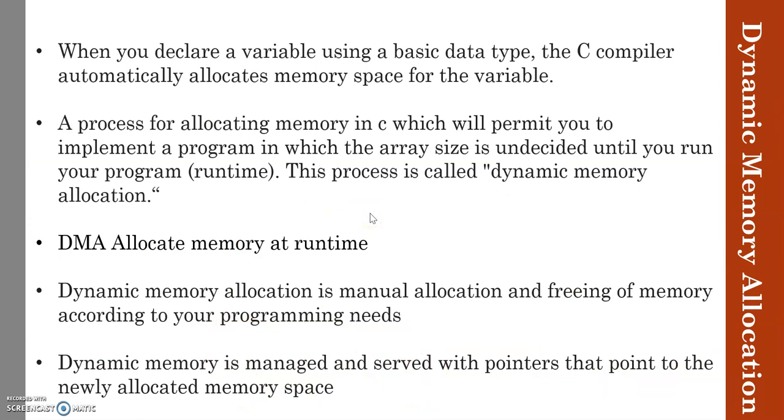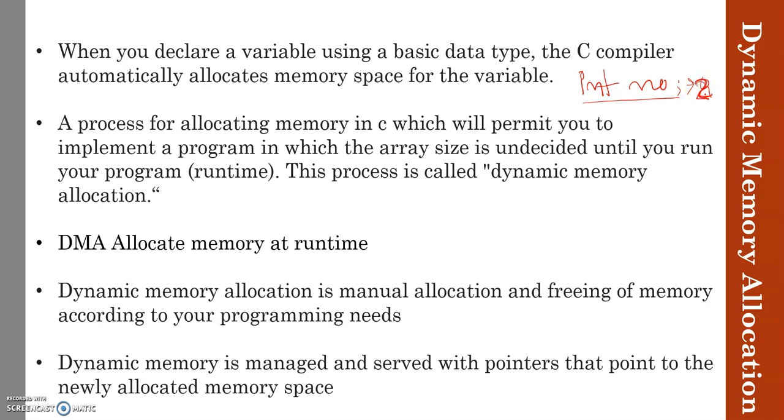Okay, so here we have 5 points for the dynamic memory allocation. The very first point says, when you declare a variable using a basic data type, the C compiler automatically allocates memory space for the variable. Just like if I say integer no, right? When you write this statement and compile this code, it will occupy 4 bytes or 2 bytes, depending on the compiler and the operating system.